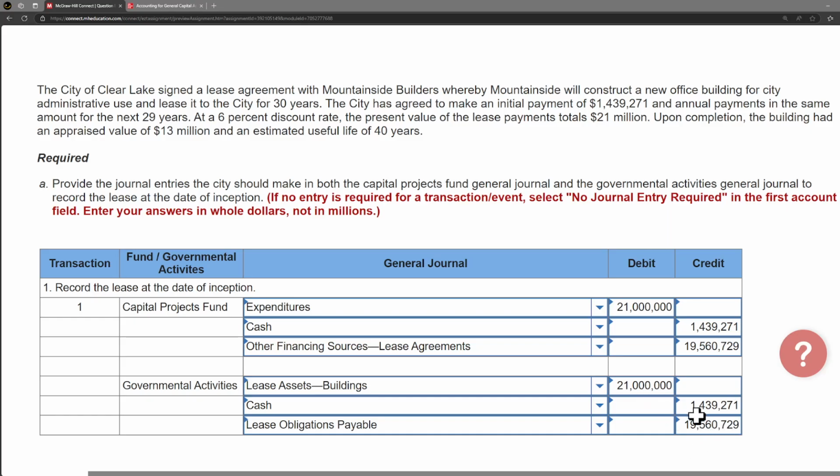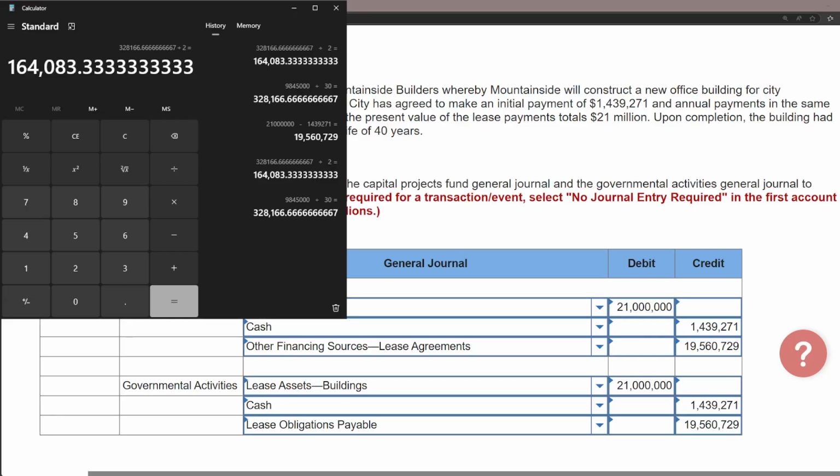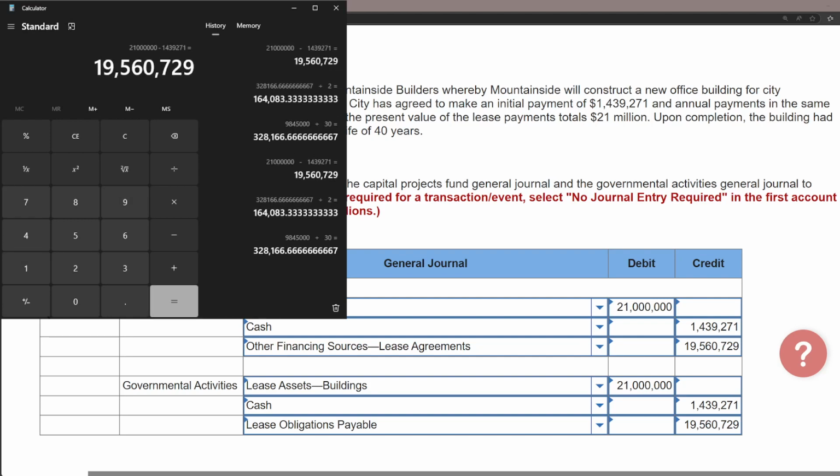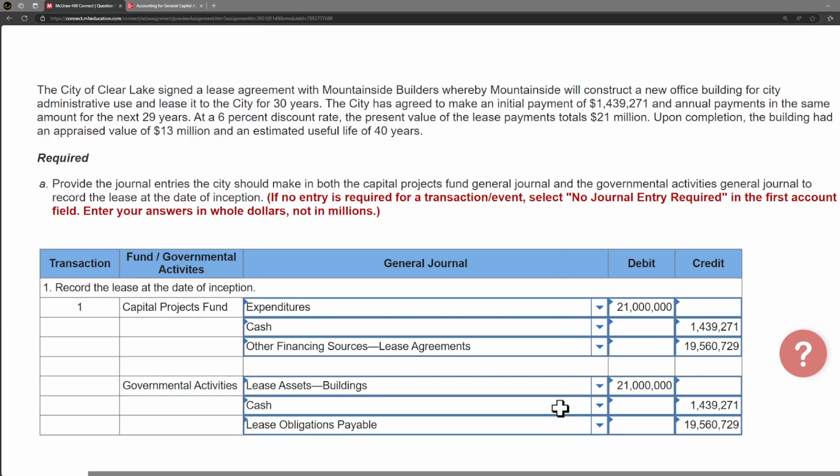So 21 million, just to make sure, 21 minus 1.4, so 19,560,729. So that's going to be the lease liability. We're going to use these very same numbers up here in the capital project funds, except we're going to call cash as cash. The asset is the expenditure, and the rest of the present value of lease payments is other financing sources.